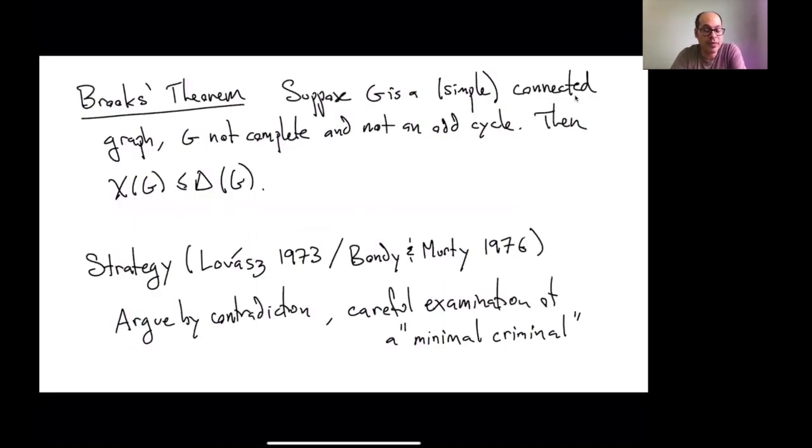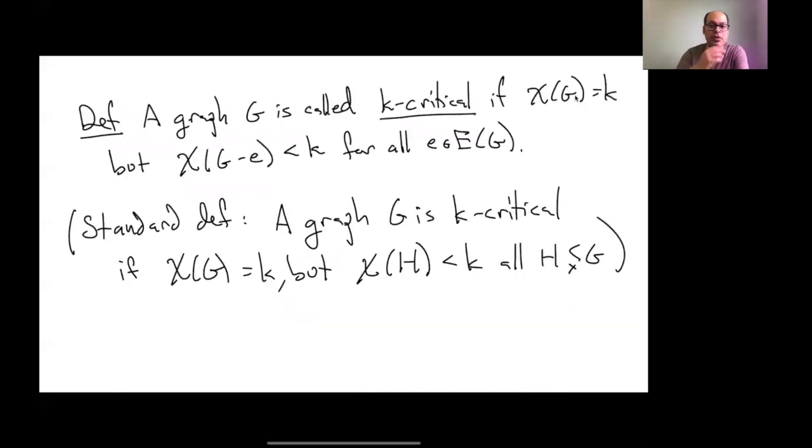So recall the basic statement of the theorem that we're trying to prove is that if we have a simple connected graph, which is not complete and not an odd cycle, then the chromatic number, the number of colors you need to give it a proper vertex coloring, is no more than capital delta of G, which is the maximum degree of a vertex. And again, the strategy we're following is from a proof of Lovász as communicated by Bondy and Murty in their textbook, arguing by contradiction, etc., as we discussed last time. But what we're going to do is explore some particular properties of critical graphs that are going to help us.